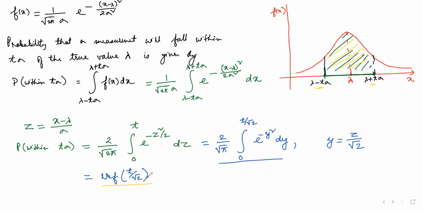So we have obtained this final formula: the probability that when we perform a measurement, the observation will fall within t times sigma of the true value lambda is given by this error function. Now let us look at different cases. If I take t equal to 1, what is p? If I take t equal to 2, what is p? If I take t equal to 3, what is p? Let us look at that. This will be the last part of today's class.